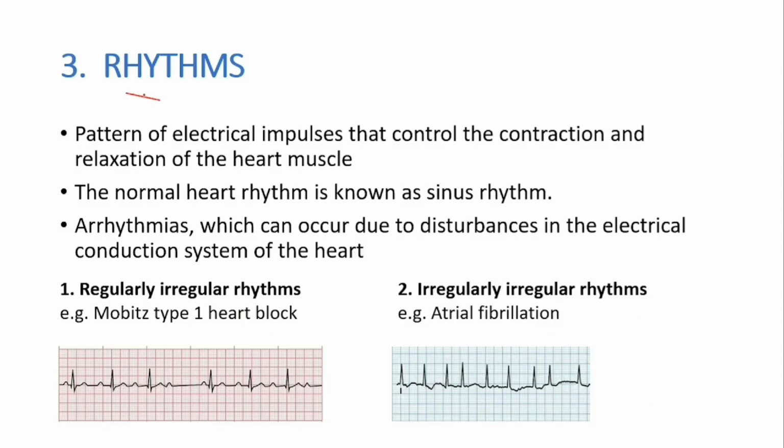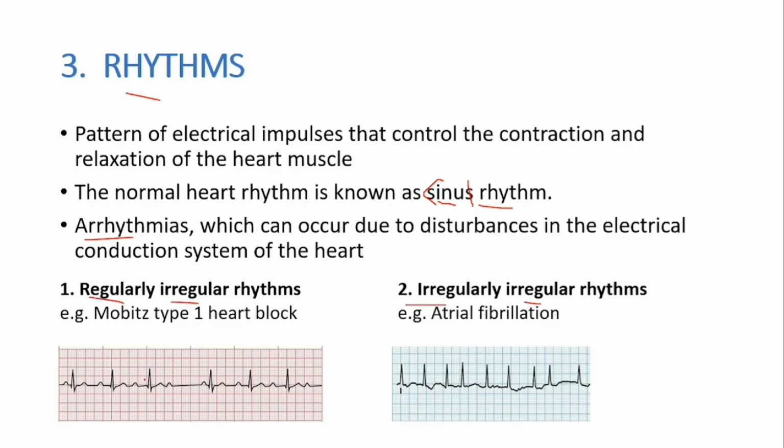You know that the SA node fires, the atria depolarize, then the ventricles depolarize. So this is a normal rhythm, called sinus rhythm. If the electrical activity starts in the ventricle or atria rather than the SA node, it will be called arrhythmia. There are two types of arrhythmias: regularly irregular and irregularly irregular.